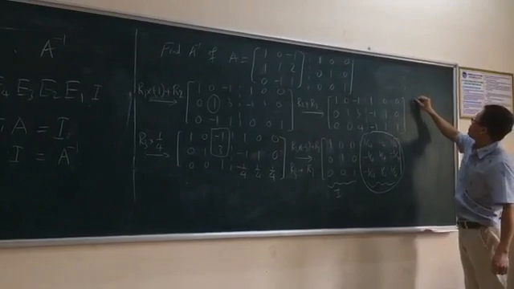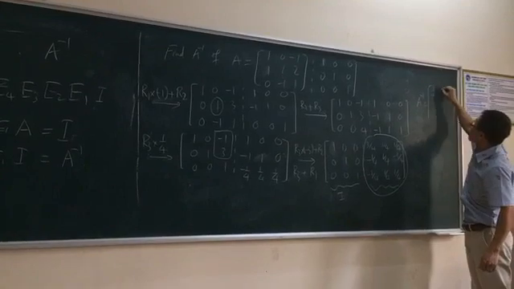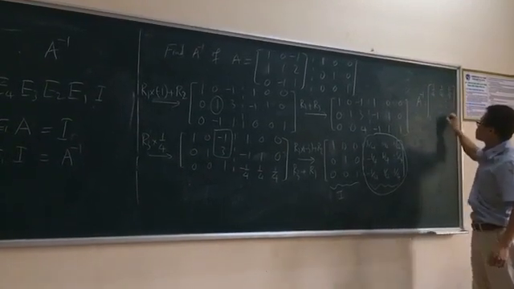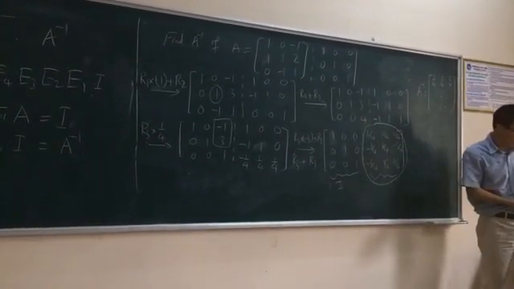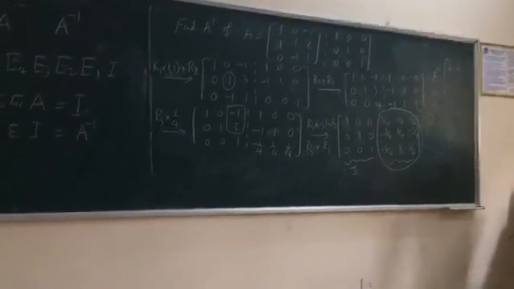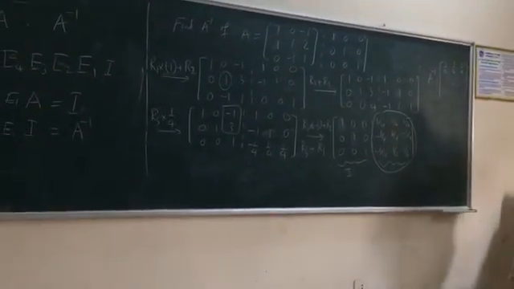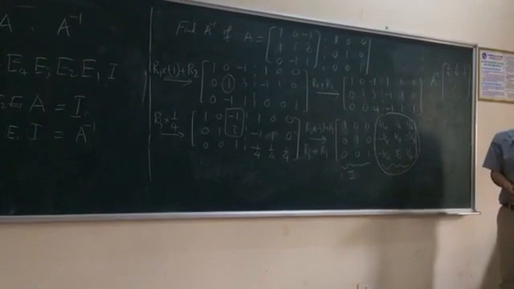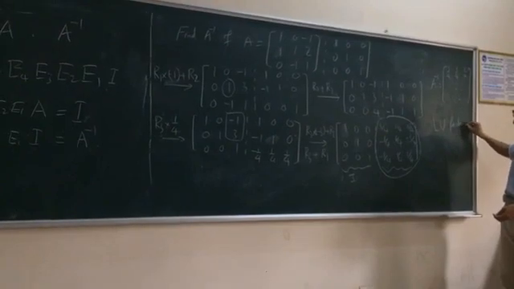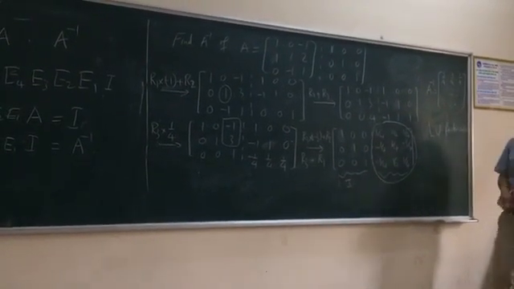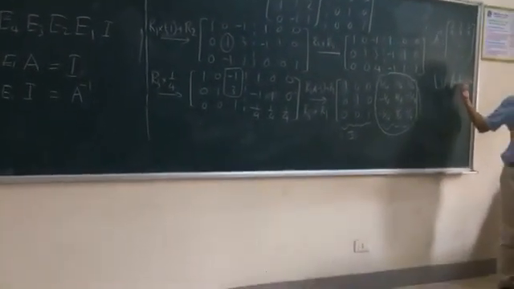So A inverse is whatever it is, 1/4, 1/4, 1/4, and so on. So it's called the row reduction method or the Gaussian elimination method for finding the inverse of the matrix. This method can also be used to find what I call the LU factorization. So we can also use this method for finding the LU factorization of a matrix.